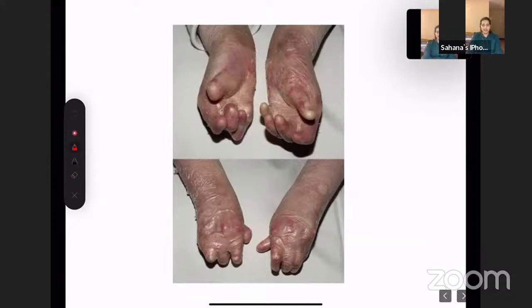So here you can see that the child isn't actually born with 3 fingers or 4 fingers. The child is born very normally. Then there is formation of blisters, which then fuse, and then the fingers fuse. Okay, so that is mutilating pseudosyndactyly. Has a very bad prognosis.